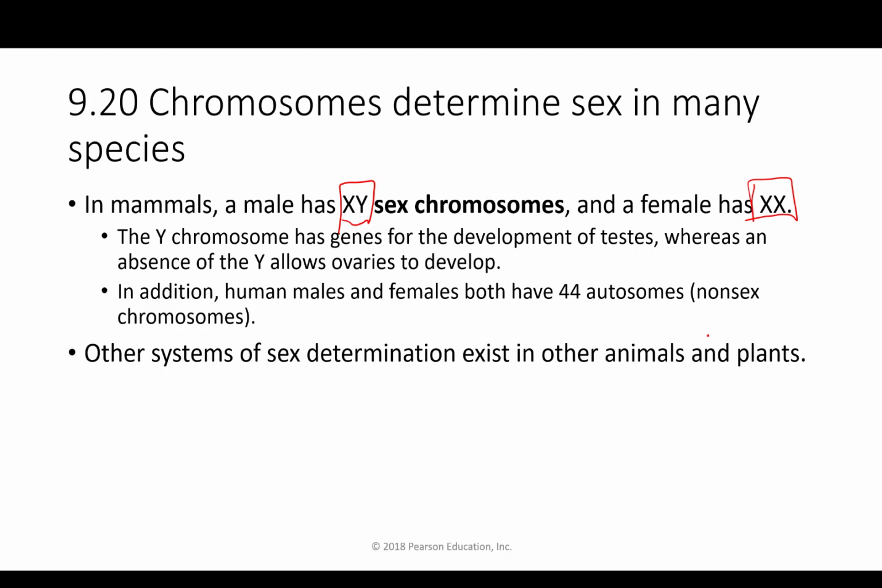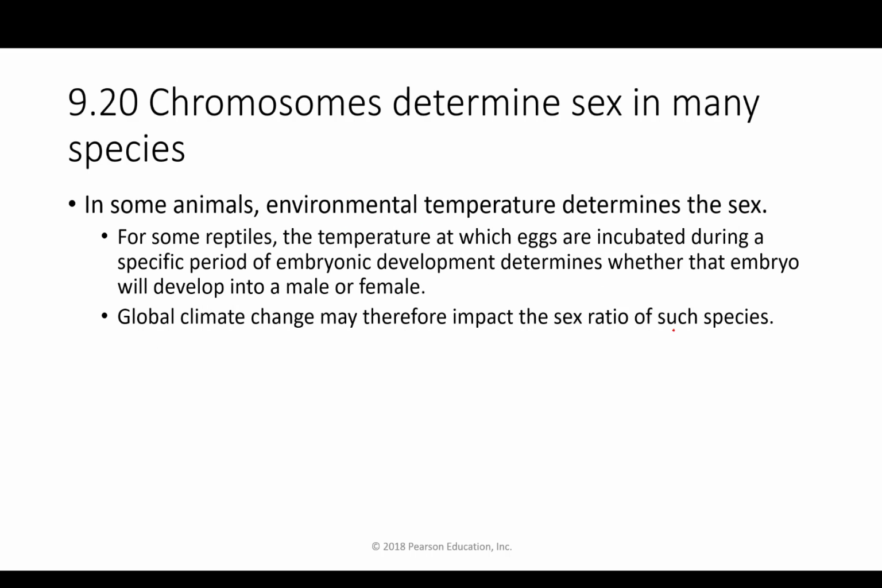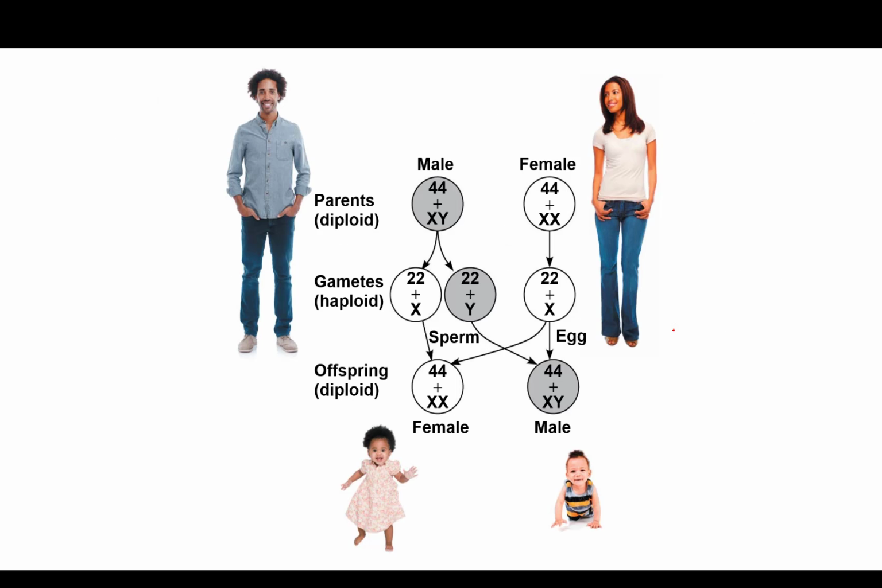Now, other animals and plants have different letters and different types of sex determination. In fact, some animals use environmental temperatures to determine the sex. So however the egg is incubated can determine male and female, which means that global climate change is really going to mess up how many males and females are born in these breeds. All right, but back to us.